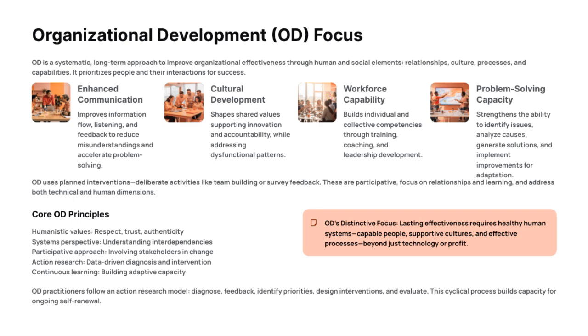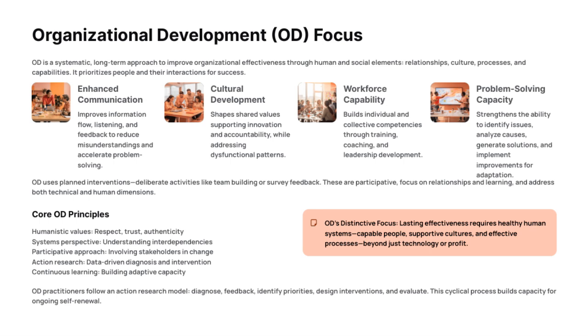We also adopt a systems perspective, which involves understanding how different parts of the organization interdepend and influence each other. A participative approach is crucial too, meaning we involve stakeholders at every level in the change process. This fosters buy-in and shared ownership. And of course, action research keeps us data-driven, diagnosing issues accurately and designing targeted interventions. Continuous learning is another key principle. It helps build adaptive capacity so organizations can respond effectively to change.